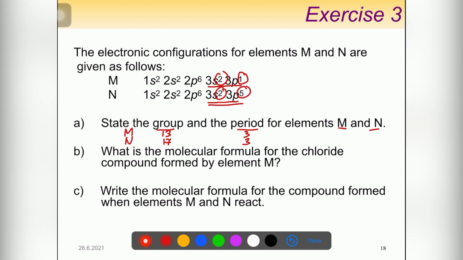Okay, what is the molecular formula for the chloride compound formed by element M? Chloride form means that M combined with chlorine.